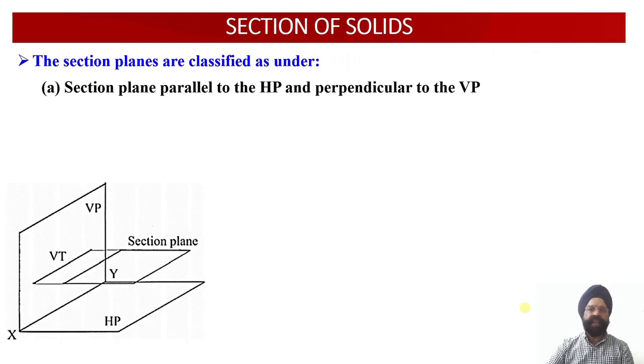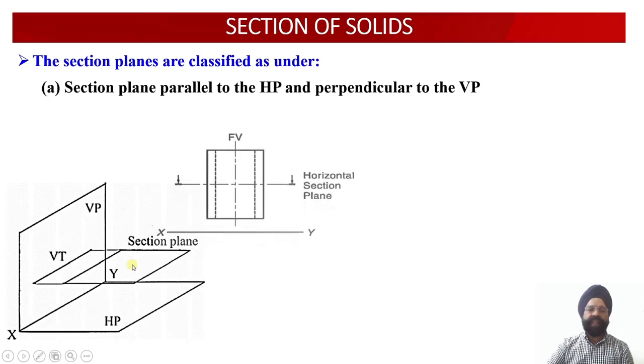Now the first case that we are going to pick up today is regarding the orientation of the section plane, which will be parallel to the horizontal plane and perpendicular to the vertical plane. So here we can see that we have a cutting plane or a section plane. This cutting plane is parallel to the horizontal plane, and perpendicular to the vertical plane. Now we are going to have different examples over here.